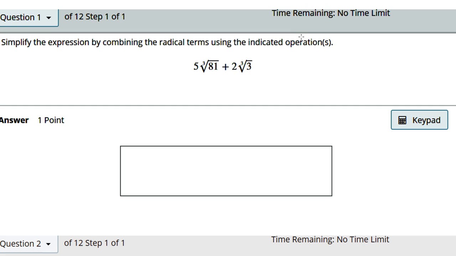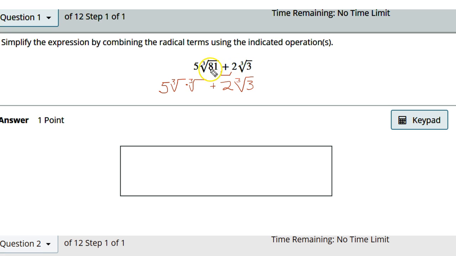Now, for something like this, as you look at the problem and you wonder, well, what do I need to do here? What is it they're asking? Well, they're asking us to add these if we can. But since the radicands are not the same, we can't add them. But we can simplify this one. And that rule was 5, the cube root of something, times the cube root of something, plus 2, the cube root of 3.